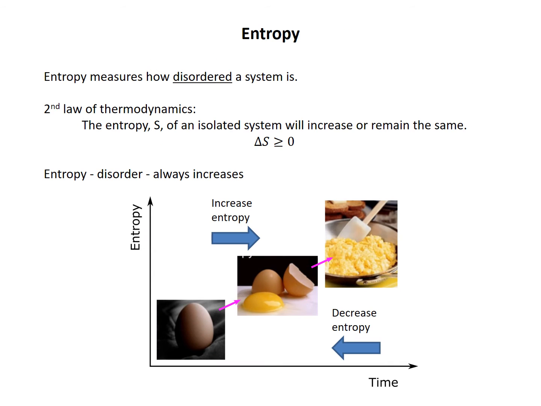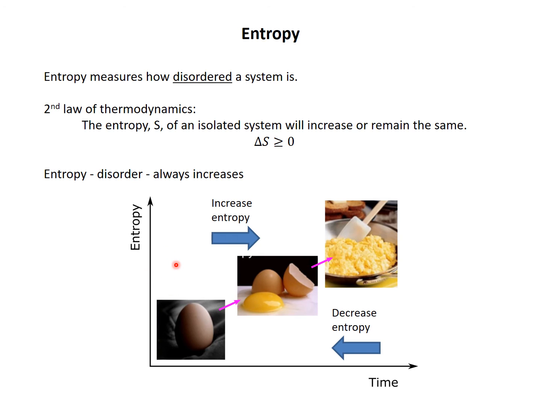Again, entropy measures how disordered a system is, because there are many ways we can distribute energy within a system. And according to the second law of thermodynamics, delta S, which is entropy change, is always positive or zero. So imagine if you have an egg sitting in a carton. When there's no changes, delta S is equal to zero.